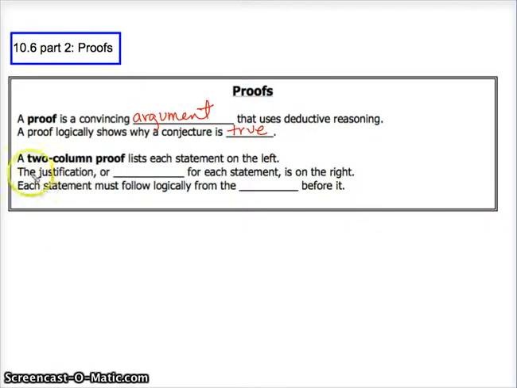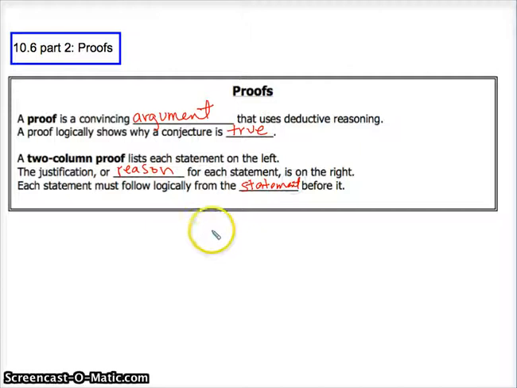conjecture is true. Oftentimes we'll use a two-column proof, and a two-column proof lists each statement on the left, the justification or the reason for each statement is on the right. Each statement must follow logically from the statement before it.